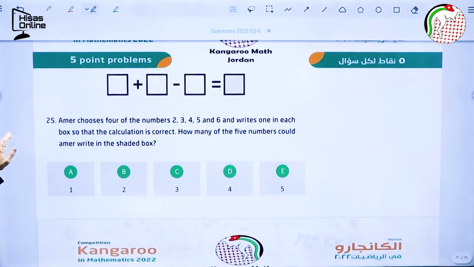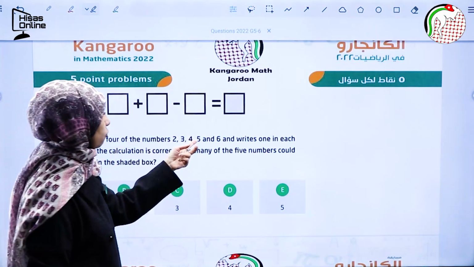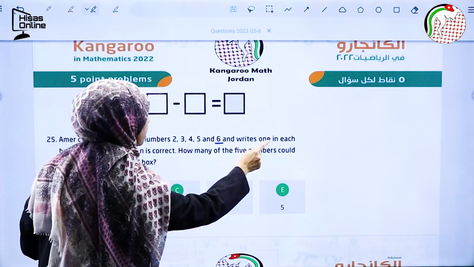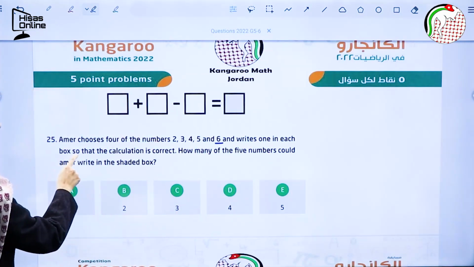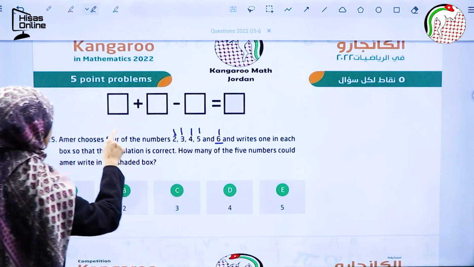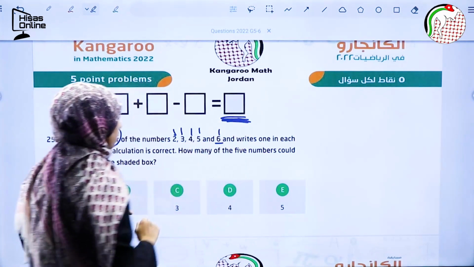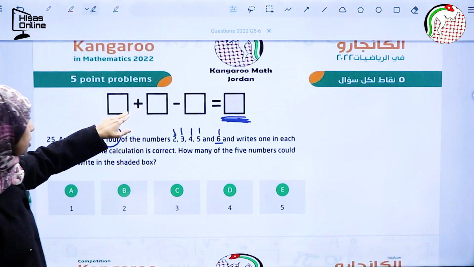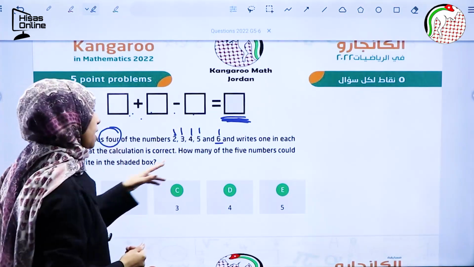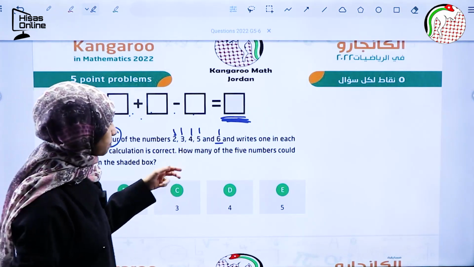Now question 25. Amir chooses 4 of the numbers 2, 3, 4, 5, and 6, and writes 1 here in each box so that the calculation is correct. So I have 1, 2, 3, 4, and 5. He chooses 4 of the numbers to be written here, and 1 appears here. To have a correct calculation, adding the first 2 numbers, subtract another number, and we must see the result here. How many of the 5 numbers could Amir write in the shaded box?